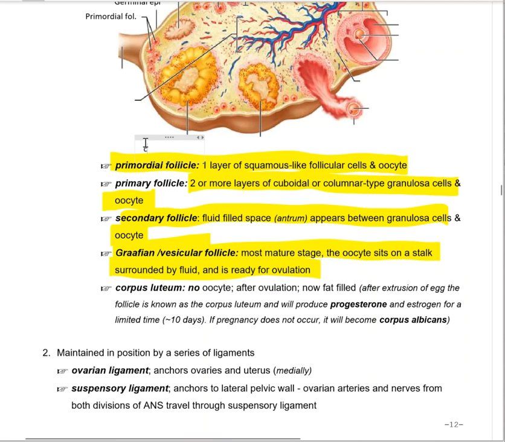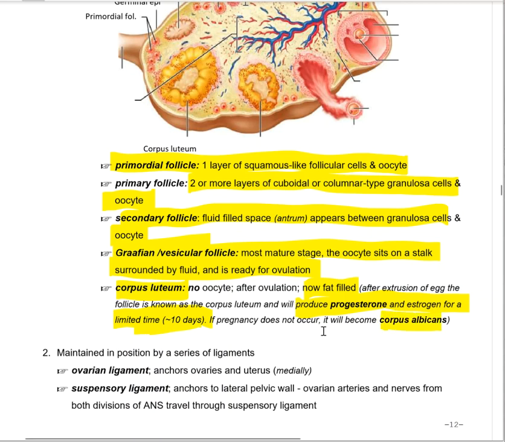So we'll type it in. And no more oocyte, it's left. It's after ovulation. It's kind of filled with fat. And what'll happen is it will start to produce progesterone and estrogen, mainly progesterone, for a limited amount of time. And if pregnancy doesn't occur, it degenerates and becomes the corpus albicans.